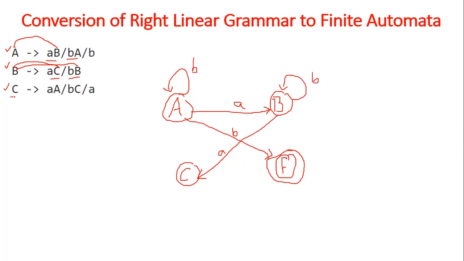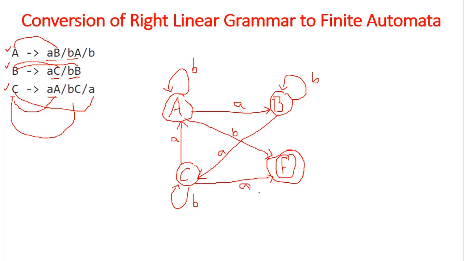Similarly, C is having 3 productions, so you have 3 transitions. The first one is C tends to small a, capital A, which means you have to add a transition from C to A on input symbol a. And the next one is C tends to bC, so you have to add a transition from C to C on input symbol b. And the last one is a terminal string, so you have to add a transition from state C to the final state on input symbol a. So this is the way you are supposed to convert the right linear grammar into finite automata.